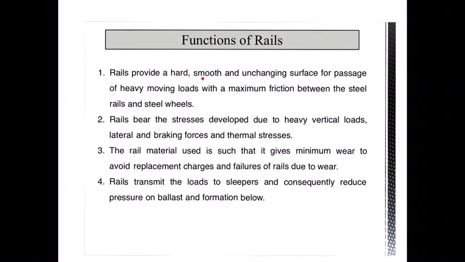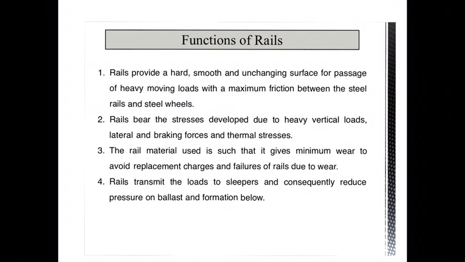It should provide a hard, smooth, unchanging surface for the passage of the moving loads, and it should have a maximum friction between the steel rails and the steel wheels, and it should be able to bear the stresses developed due to the heavy vertical load. The stresses may also develop due to the lateral forces, the braking forces, and also the thermal stresses. And the rail should have a resistance to withstand the wear. It should undergo minimum wear, and the replacement and changes during any failures should be easy.